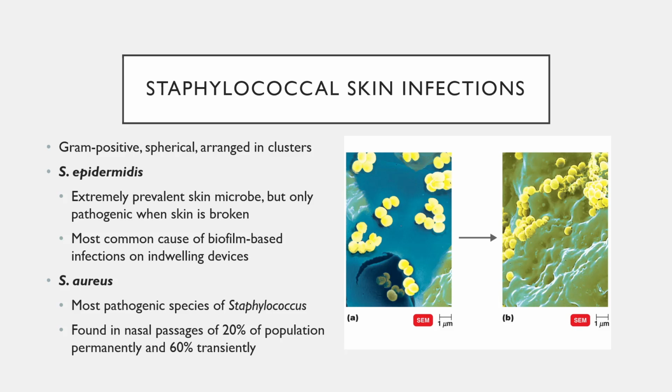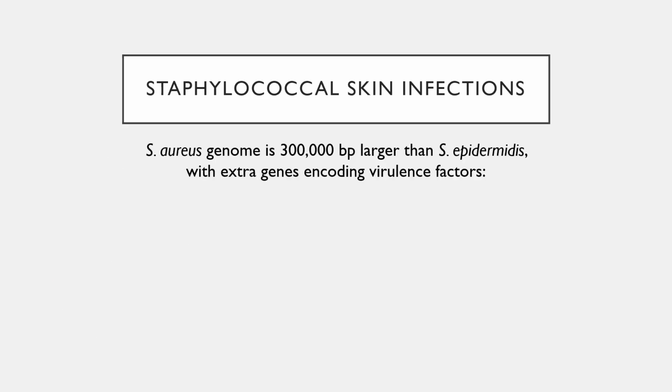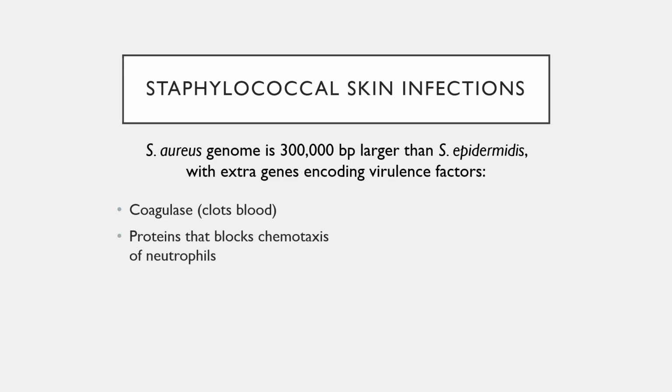What makes Staphylococcus aureus so much more dangerous is the fact that it is equipped with a larger amount of genetic information that gives it additional virulence factors encoded in its genome. It produces special enzymes called coagulases that clot blood. It produces proteins that block the chemotaxis of neutrophils from chasing it down and destroying it. It produces toxins that kill other phagocytes or other leukocytes that perform phagocytosis.